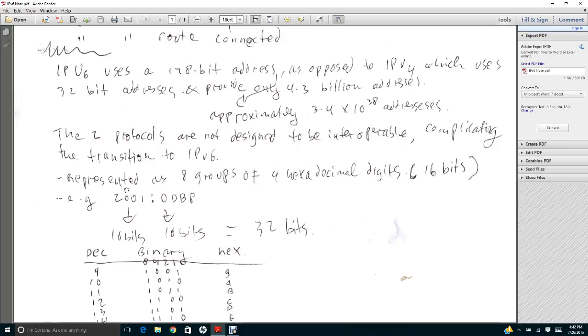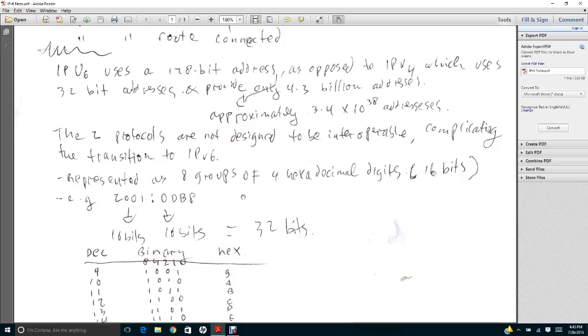Okay. IP version 6 is represented as 8 groups of 4 hexadecimal digits, or 16 bits. For example, 2001 colon 0DB8. This one is called 4 hexadecimal digits, or 16 bits. So in IP version 6 there are 8 of these.